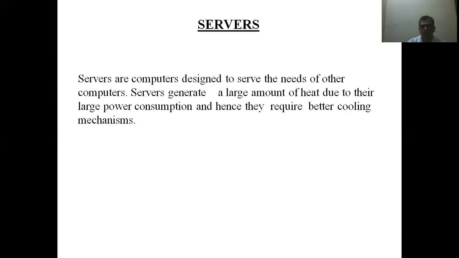Servers. Servers are the centralized storage where the different desktops are connected. Servers consume a maximum amount of energy, and servers are computers designed to serve the needs of other computers. A server generates a large amount of heat due to its large power consumption, hence it requires a better cooling system. The server should be used in a proper way, otherwise the power consumption will be more, and heating is more. By adopting cooling methods, the heating is lessened, and obviously the power consumption will be lessened. So servers use major energy, and we have to minimize the usage of energy in the servers so that the energy consumption is made less.